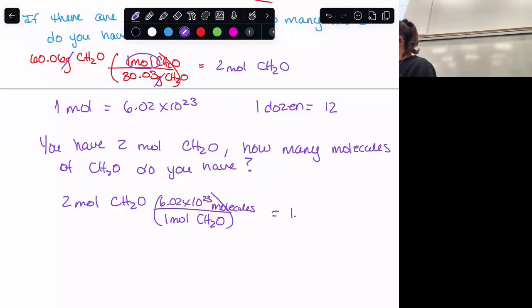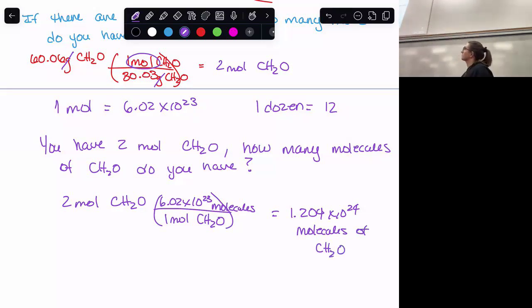Now that means that we have 1.204 times 10 to the 24 molecules of CH2O. Is times 10 to the 24 a big number or a small number? That's a pretty big number, right? We need a lot of molecules of this in order to get to 2 moles of it. So that means you have a whole bunch of CH2O molecules floating around.